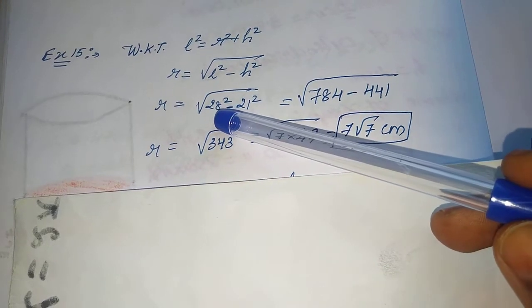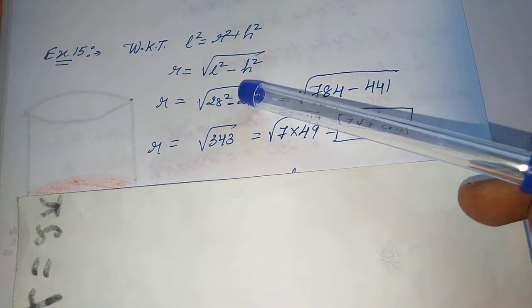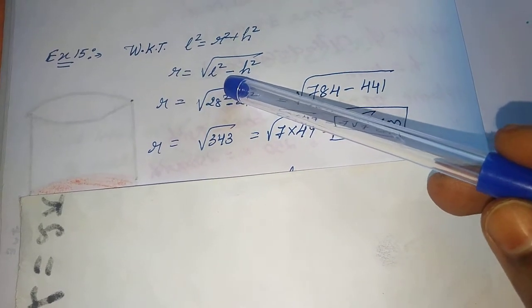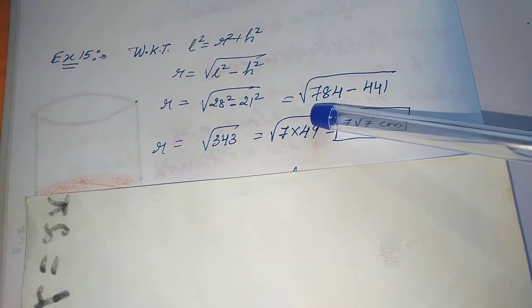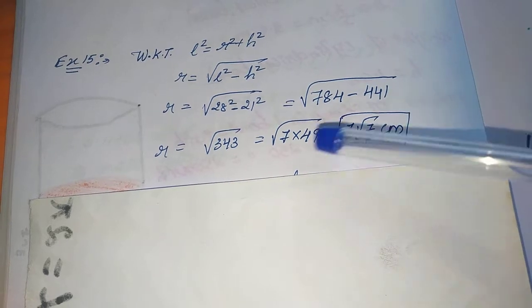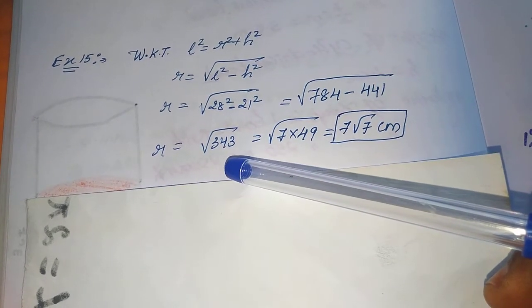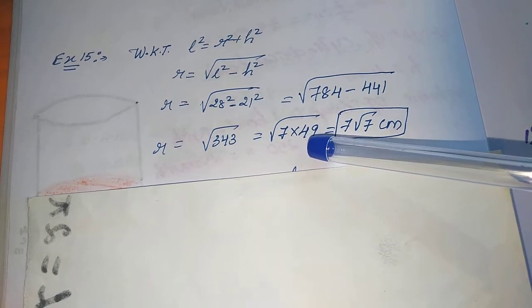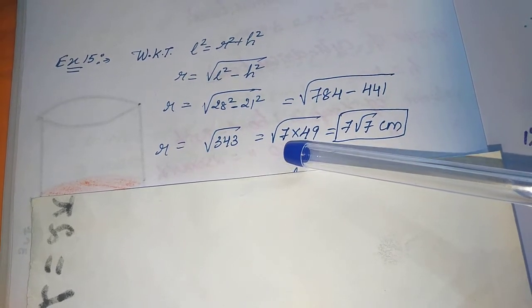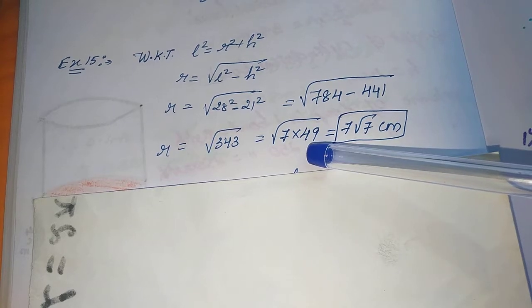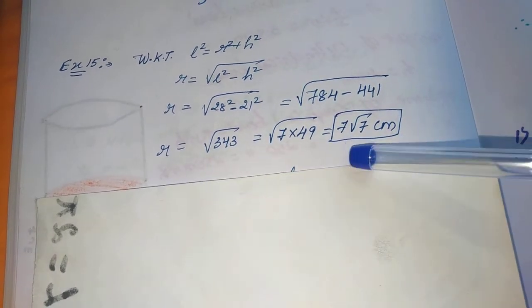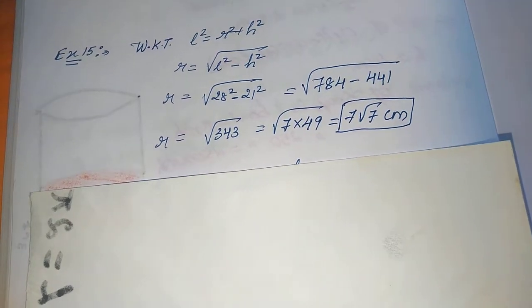Now L is given as 28 square, H is given as 21 square. L is nothing but slant height, children. 28 square is 784 minus 441 gives you 343. And 343 is nothing but a multiple of 7 and 49. So 7 will be inside the square root. 49 square root I know is 7. So 7 comes out. Your final answer for radius is 7 root 7 centimeter.